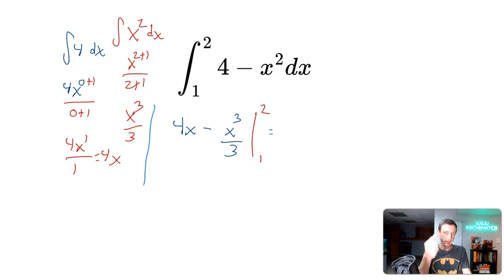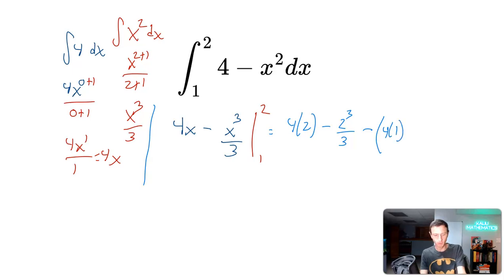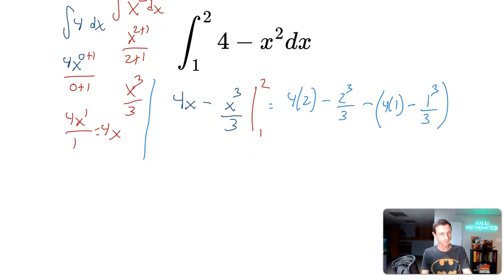When we have a definite integral like this, we want to plug in our endpoints. So it's going to be 4 times 2 minus 2 to the third over 3. And then we want to subtract off the second substitution here. So that's going to be 4 times 1 minus 1 to the third over 3. Eight minus 2 to the third is 8 over 3, minus 4 times 1 is 4, minus 1 to the third is 1 over 3.